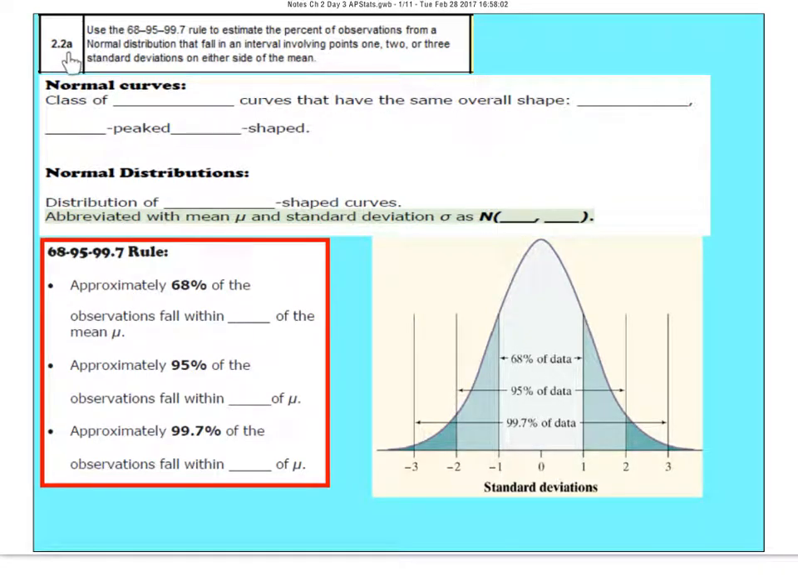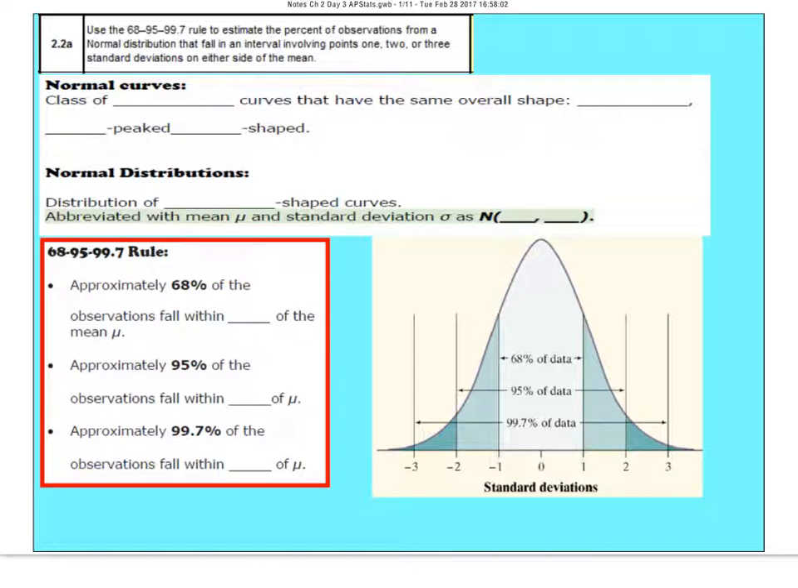In 2.2a, we're going to look at the normal distribution and look at what falls within the interval of 1, 2, and 3 standard deviations of the mean, which is referred to as the 68, 95, 99.7 rule. So let's first start off by defining what a normal curve is.